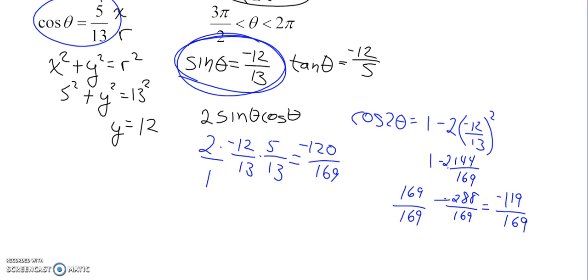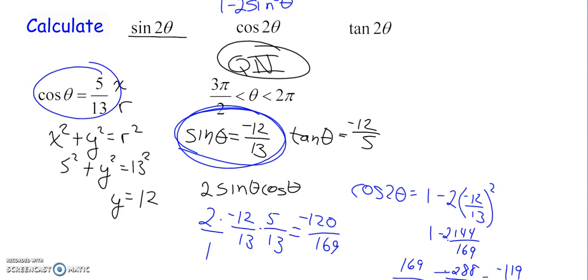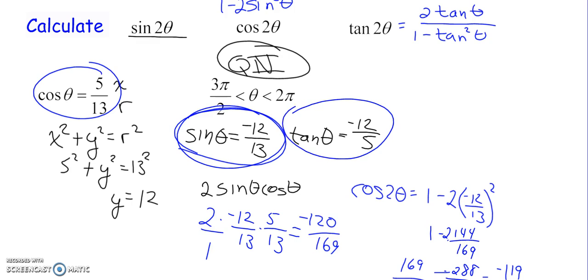Okay, the last one is to find tangent 2 theta, and there's a formula for tangent 2 theta as well. It's 2 tangent theta over 1 minus tangent squared theta. And all we have to do is substitute in the information.